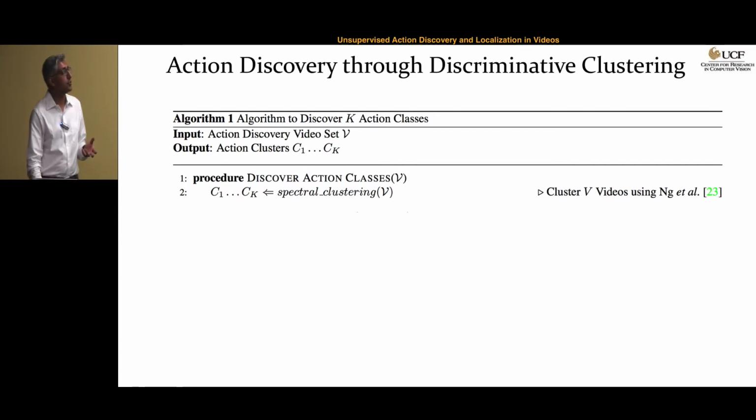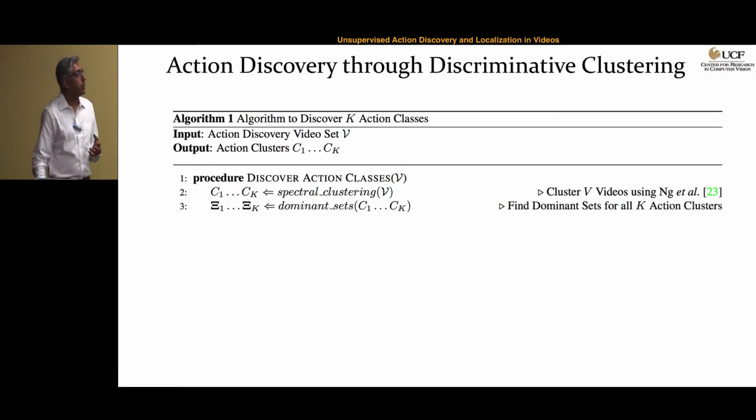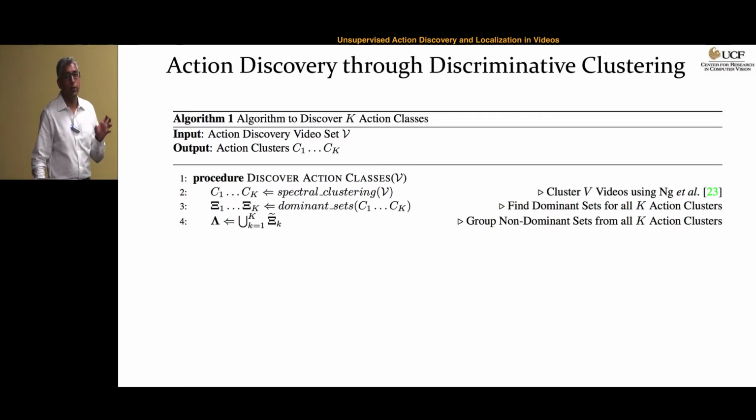Once we have these k clusters from spectral clustering, we would construct an undirected graph for each one of those clusters and extract a dominant set. Now, dominant sets are known for high internal homogeneity and low homogeneity across items outside the clusters. We use those dominant sets, and the non-dominant set we cluster into one group, and initialize each cluster with the dominant set.